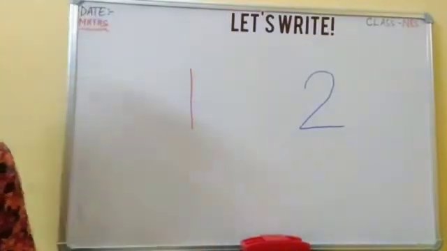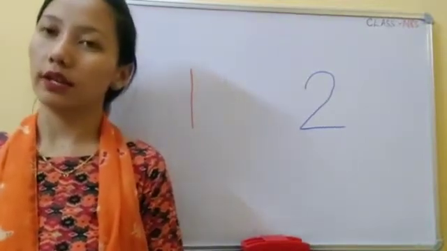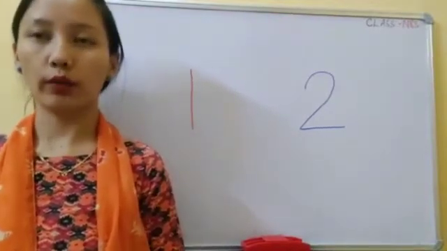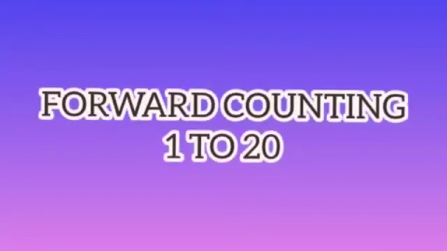Okay? So students, now let's recall forward counting from 1 to 20. Forward counting from 1 to 20. 1, 2, 3, 4, 5, 6, 7, 8, 9, 10.